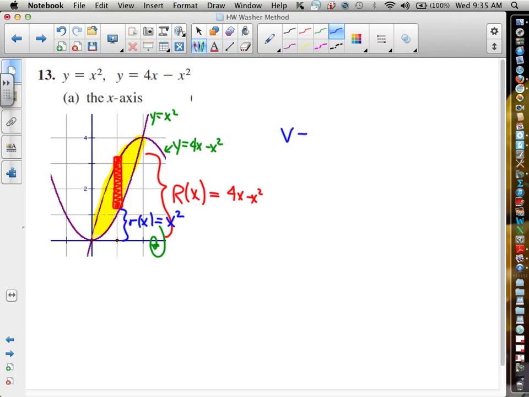So my volume then would be pi. I need to figure out my bounds for integration. So these points of intersection are 0, 0. This point up here is 2, 4. So the rectangle ranges from left to right, so my values from left to right are 0 to 2. My big radius squared would be that 4x minus x squared quantity squared, and then my little radius would be x squared.